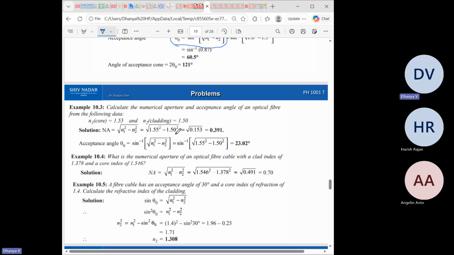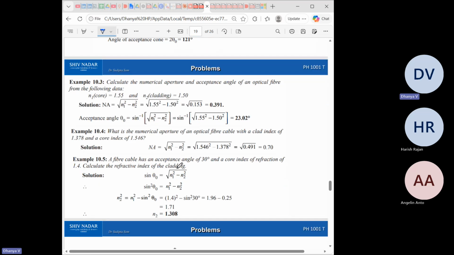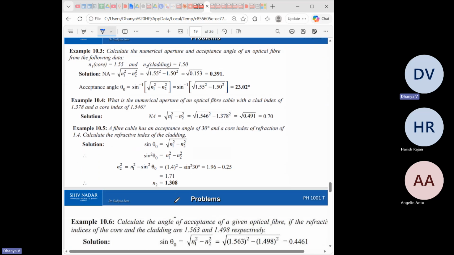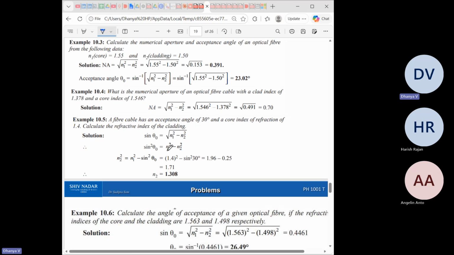Again, N1, N2 is given. Your NA is root of N1 square minus N2 square. Get your answer. Your acceptance angle is sine inverse of root of N1 square minus N2 square. You get your answer. Same thing. Again, you're finding NA here. You're finding sine theta here, the acceptance angle.